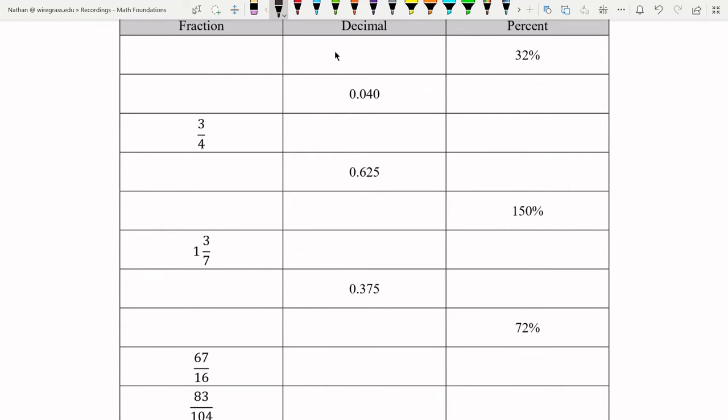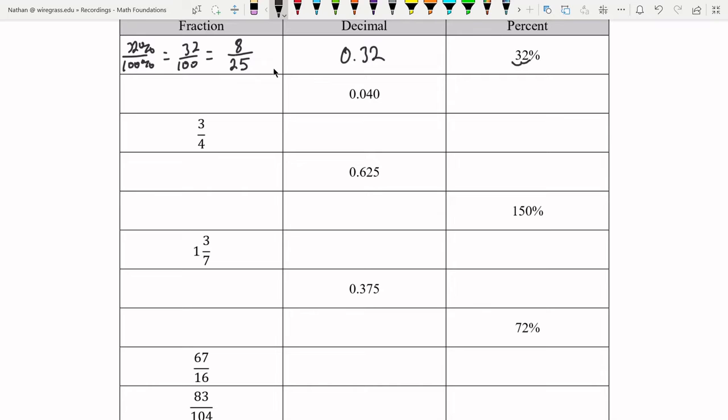So for this one here, I can convert easily to a decimal. Just move it 2 spaces to the left. 1, 2, 0.32. And then I can take 32%, divide it by 100, and that gives me 32 over 100. But this can reduce, right? If I divide it by 2, I get 16 over 50. Divided by 2 again, I get 8 over 25. So 8 over 25 is our answer.